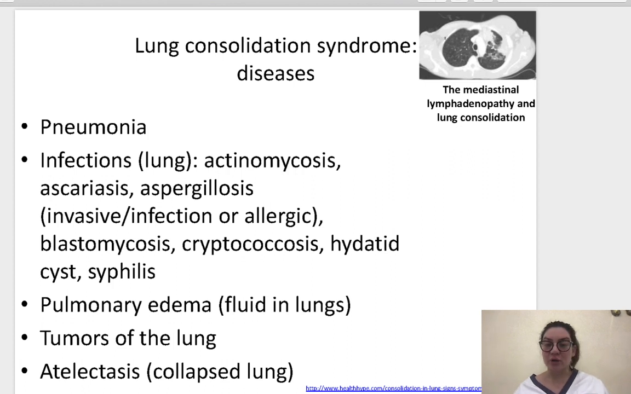We said it, and one more time, it can be pulmonary edema or fluid in the lungs. Yes, the most usual case is right heart failure with decompensation. Lung consolidation syndrome can be caused by tumors of the lung. And another cause can be atelectasis or collapsed lung.